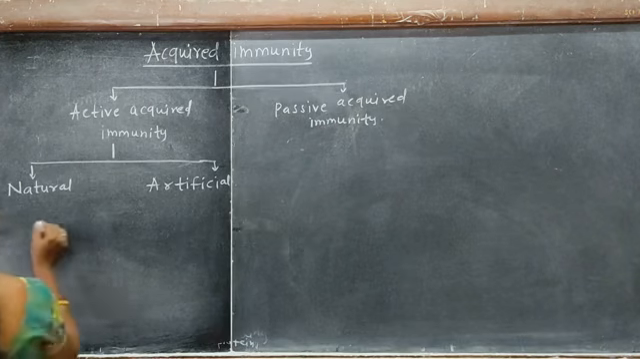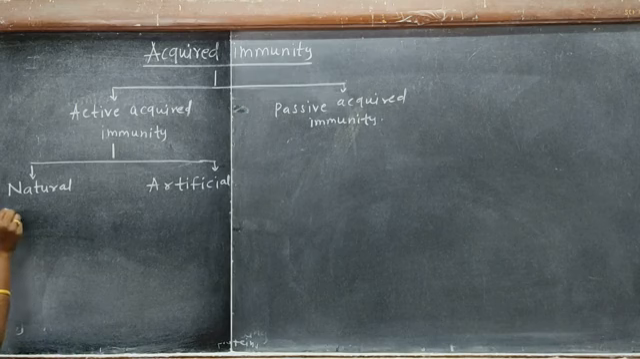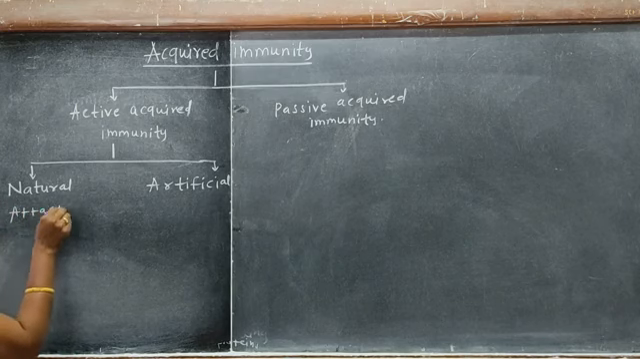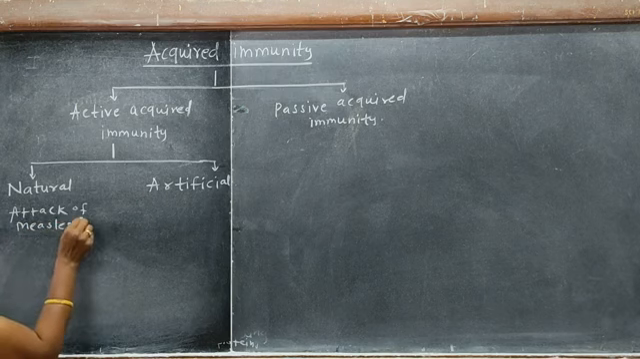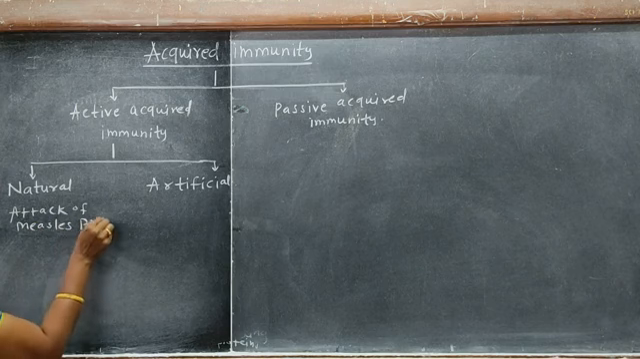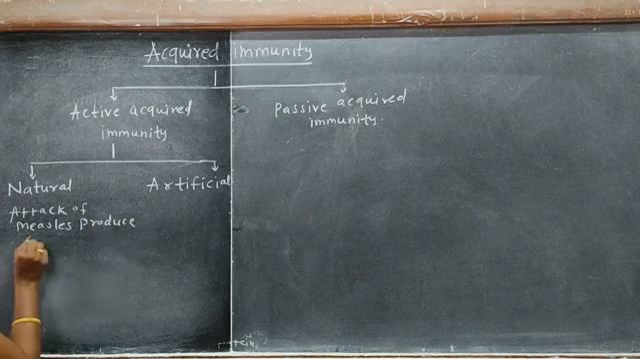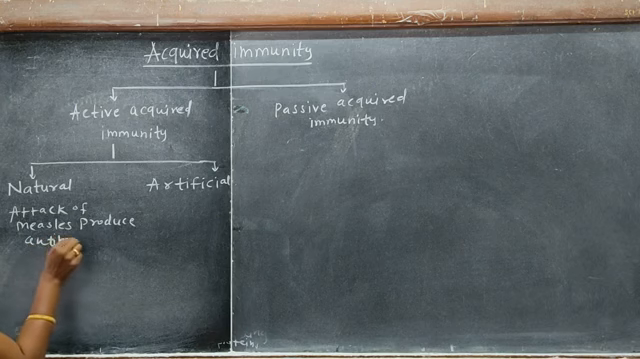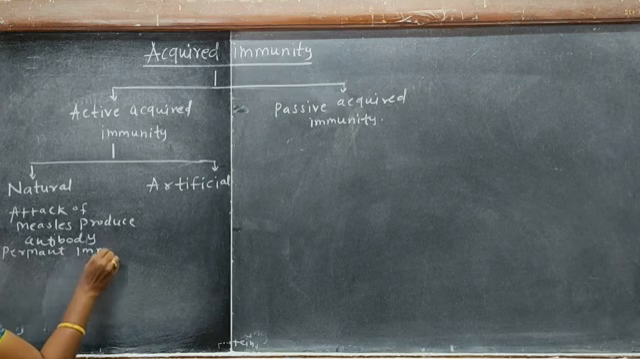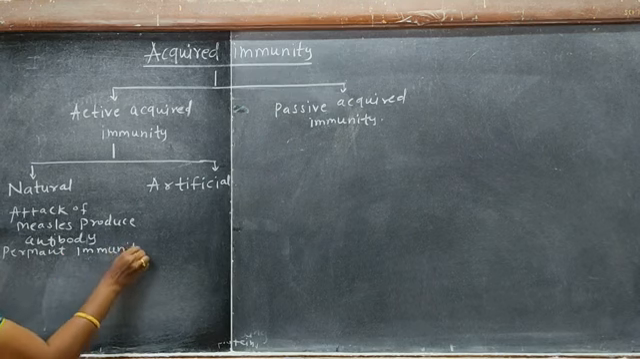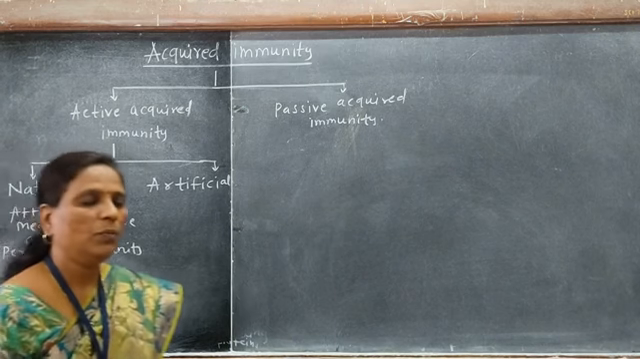So example of this is attack of measles will produce antibodies and they will protect the body lifetime. So this is the permanent immunity against the measles.